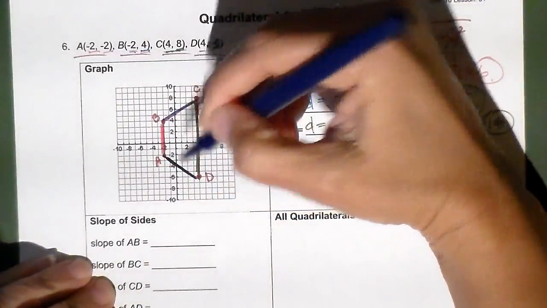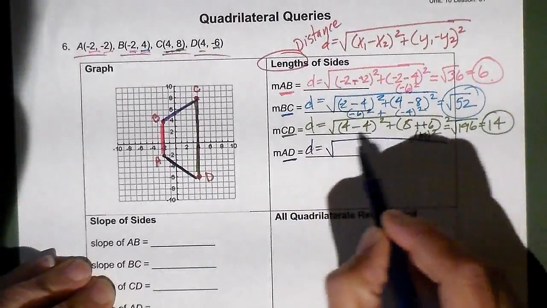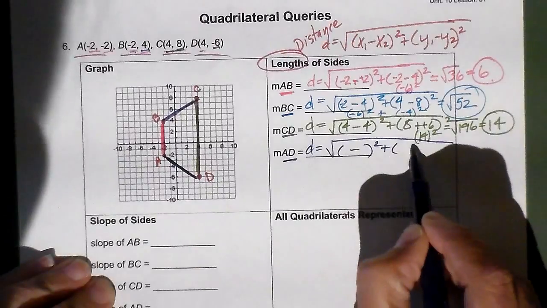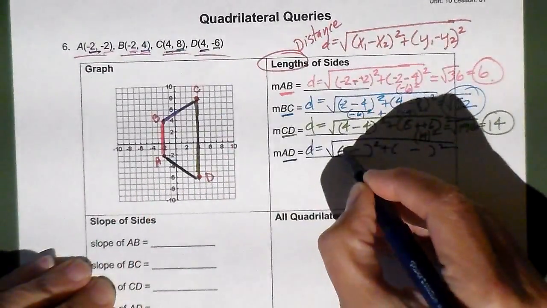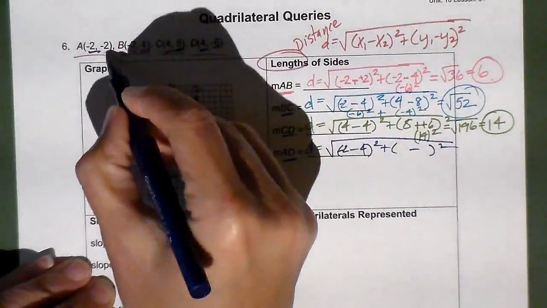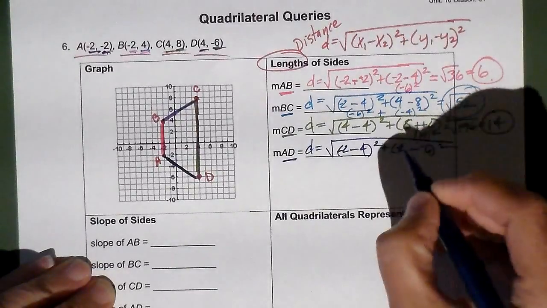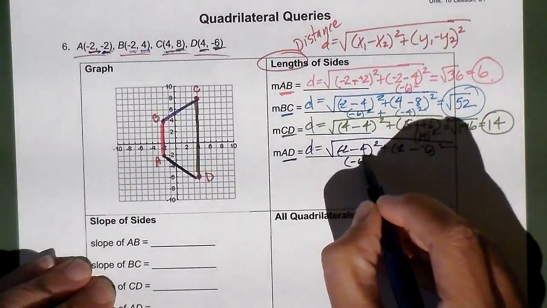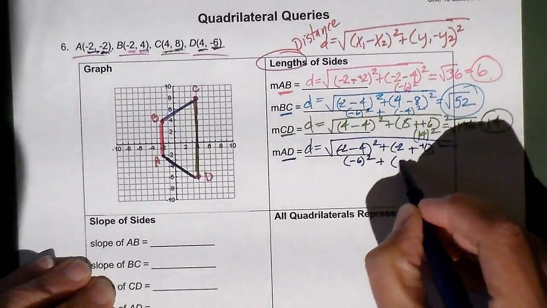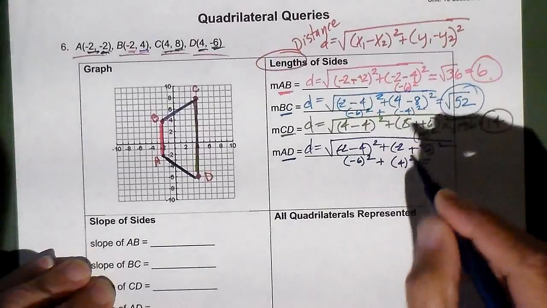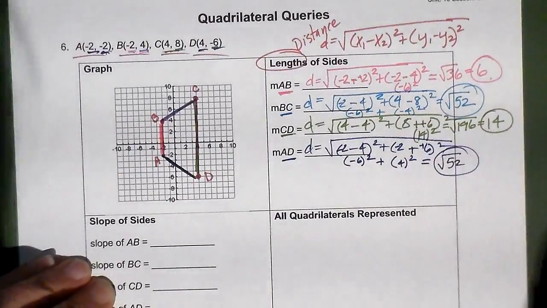Let's look at AD. I'm going to take the square root. For AD, I have -2 and 4, so -2 minus 4, and I have -2 and -6, so -2 minus -6. -2 minus 4 gives me -6 squared. Minus a -6 goes to plus a positive, so that's 4 squared. I end up with 36 plus 16, which is the square root of 52.